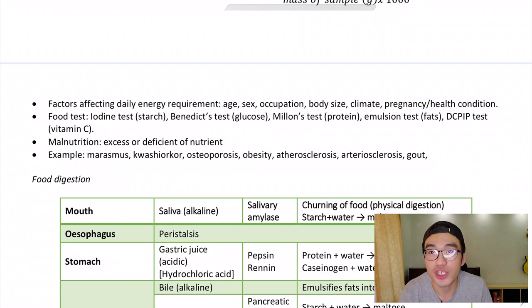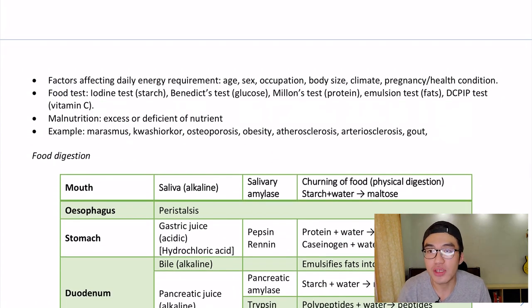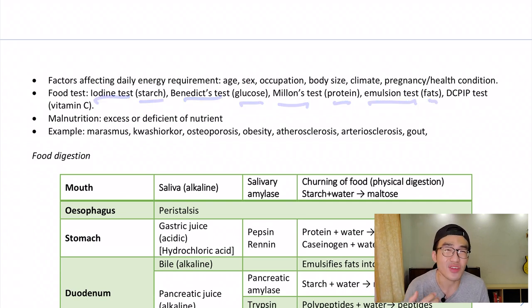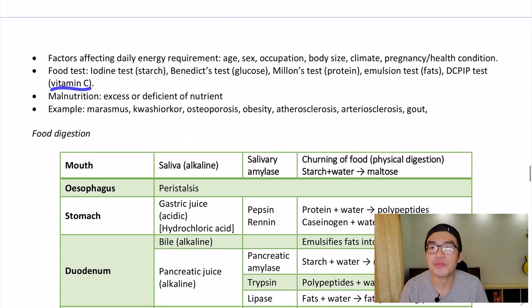Of course, pregnancy and health condition, if you're pregnant or you're sick, you're going to eat more nutritious food. So food tests, I'm not going to talk too much about this because you learned this in Form 2. You have your iodine test, which is for starch, Benedict test to test glucose, Millon test to test your protein, emulsion test to test your fats, and of course you have an extra one, we call it the DCPIP test, that is to test your vitamin C.